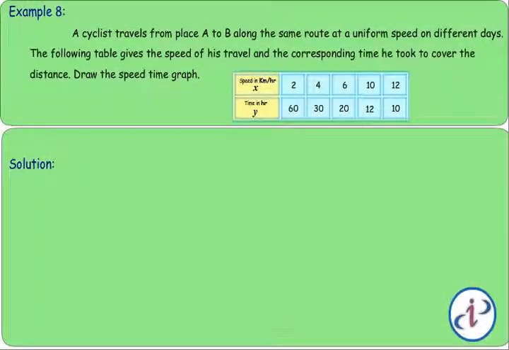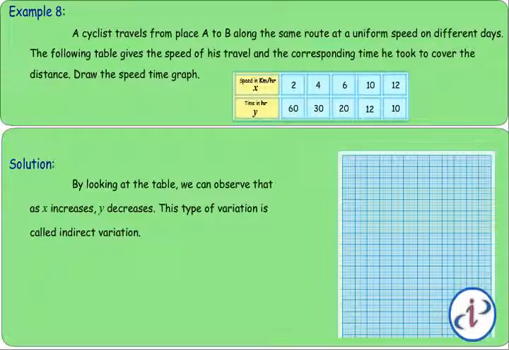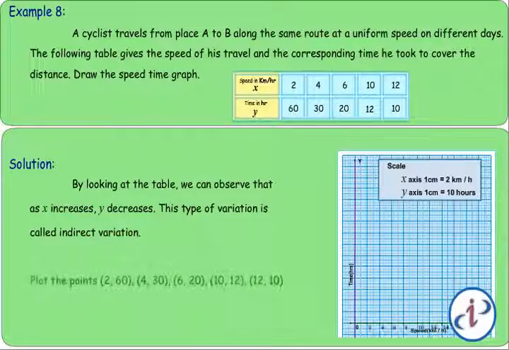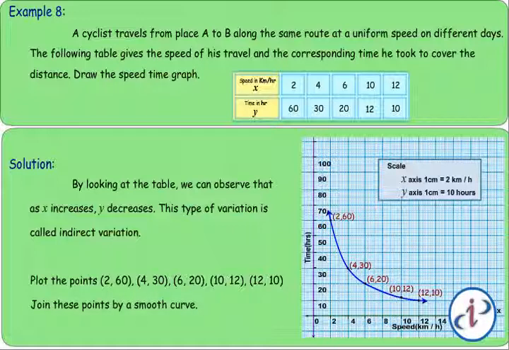Solution. By looking at the table, we can observe that as x increases, y decreases. This type of variation is called indirect variation. Take the graph paper and plot the points which are given in the table. Now join these points by a smooth curve. The graph which we obtained is the graph of indirect variation.